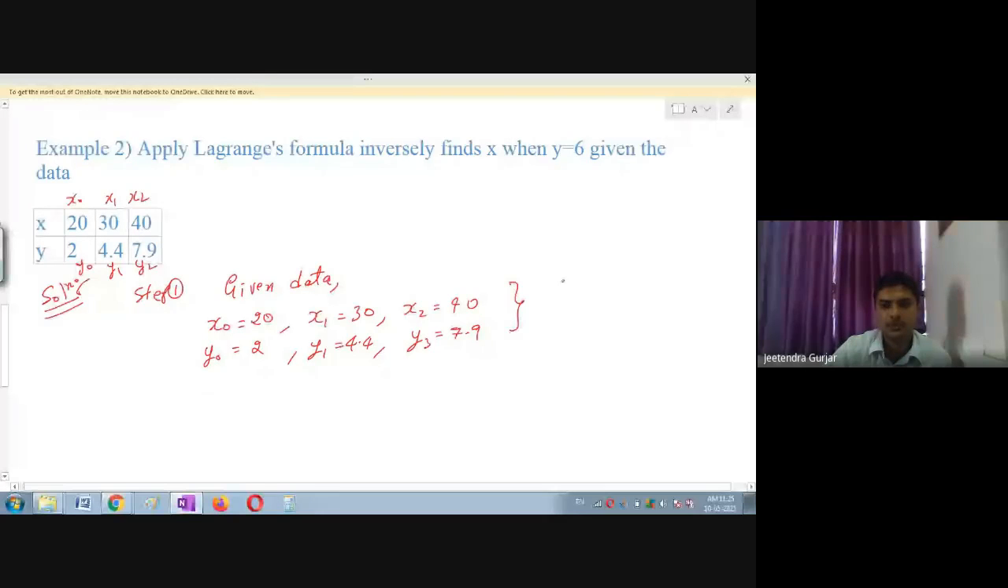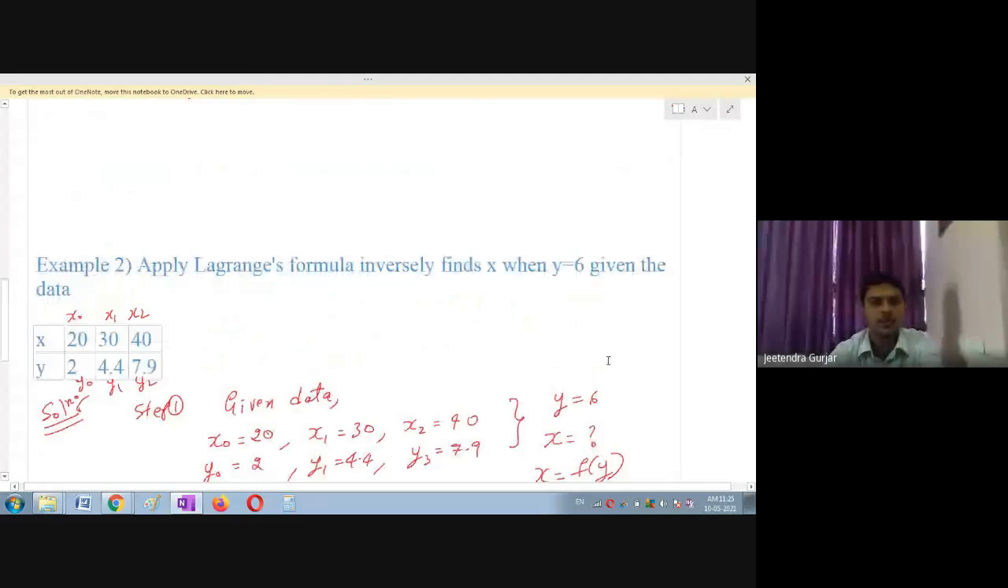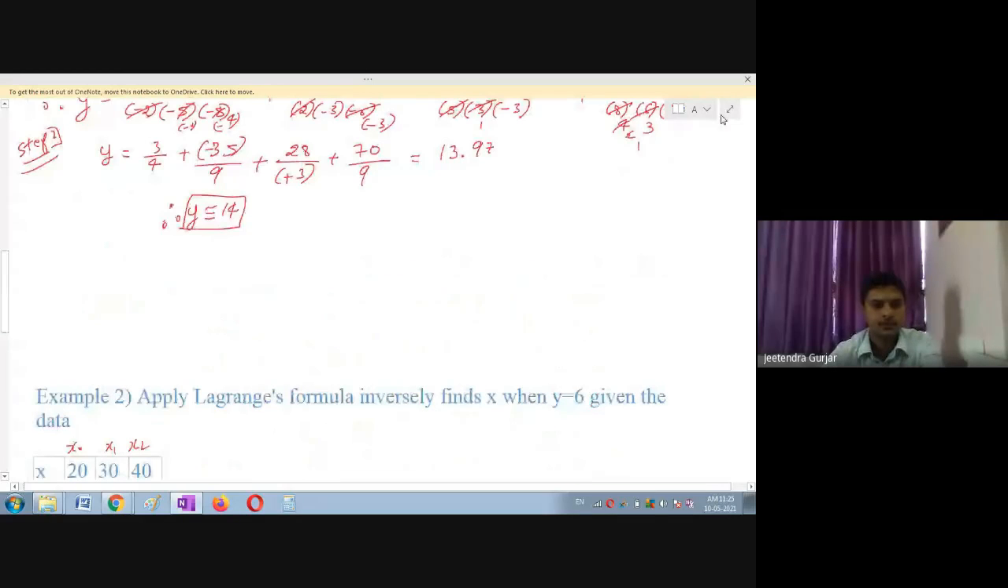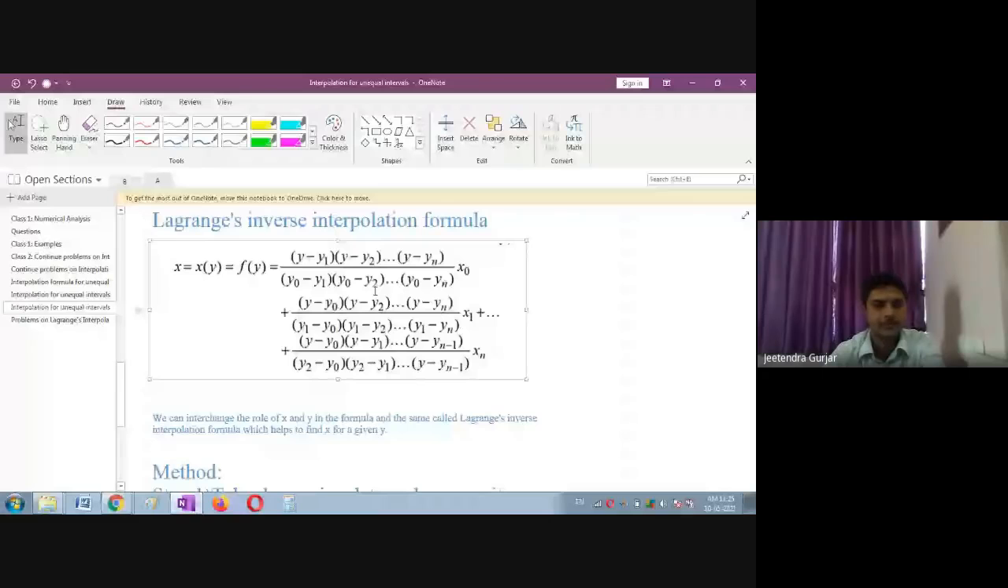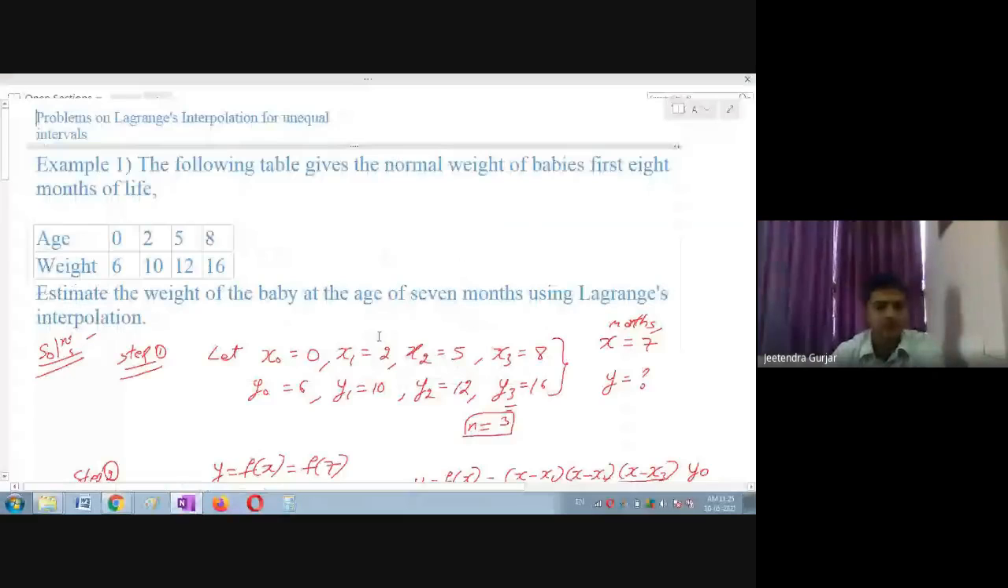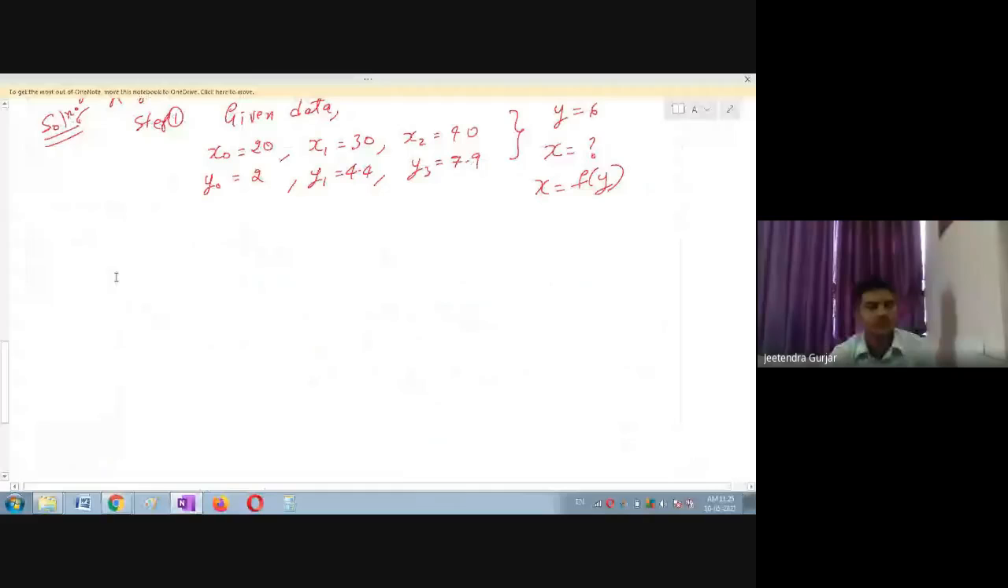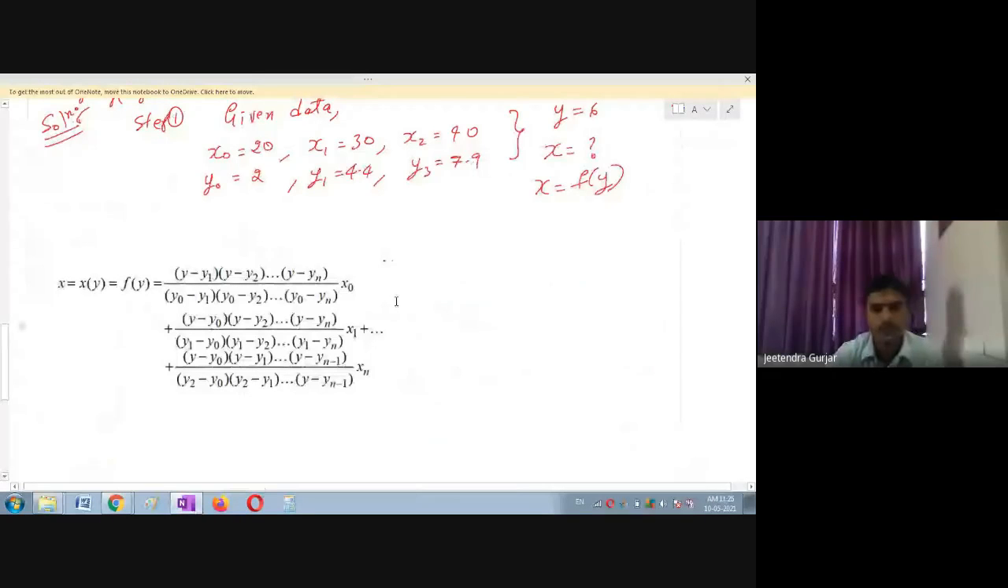Okay, so here y is equal to 6 is given. So x is, we don't know. So x is equal to f of y. We are going to take the function. So whenever, please remember, x is equal to f of y is there, you are going to use this formula. So use the Lagrange's inverse interpolation formula, that is x is equal to f of y.